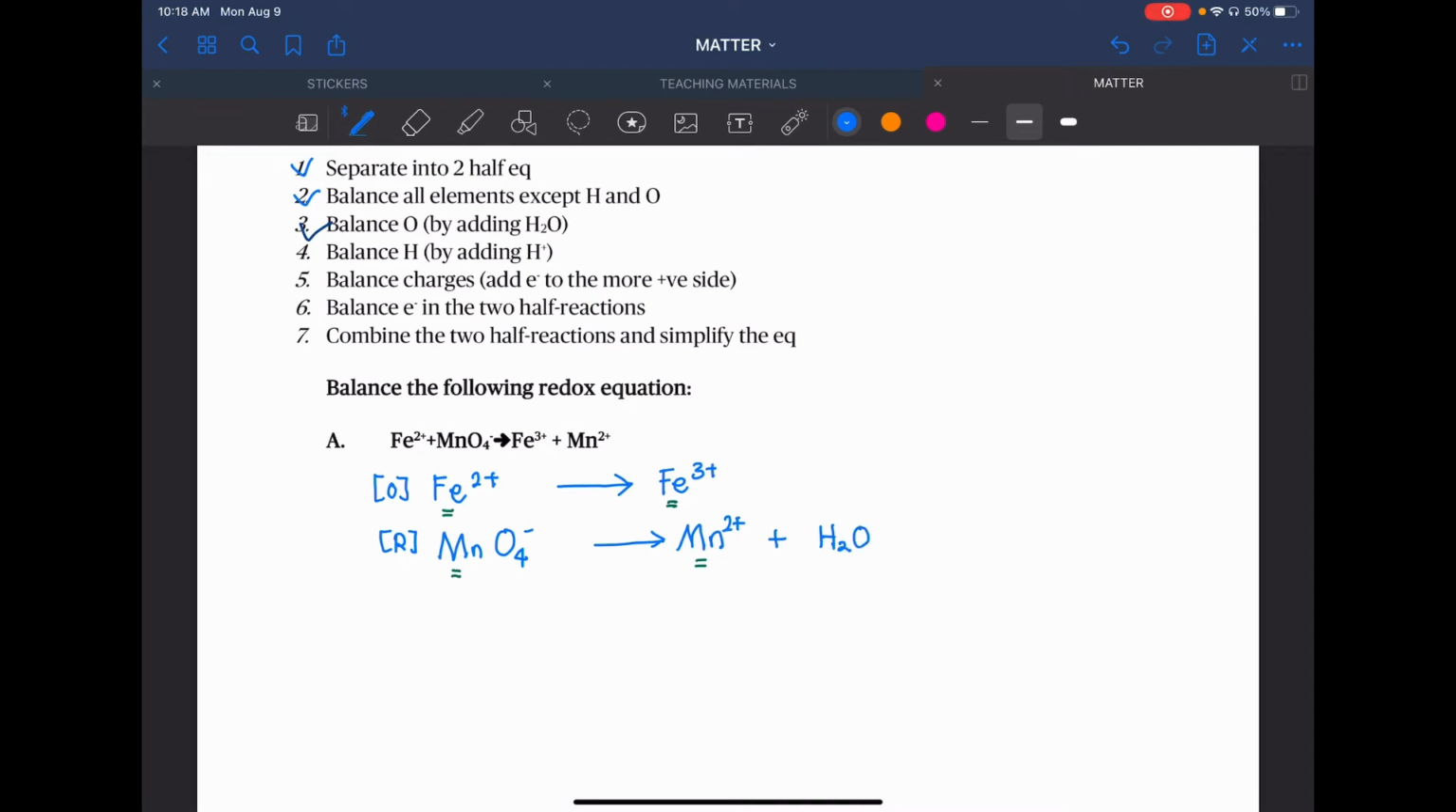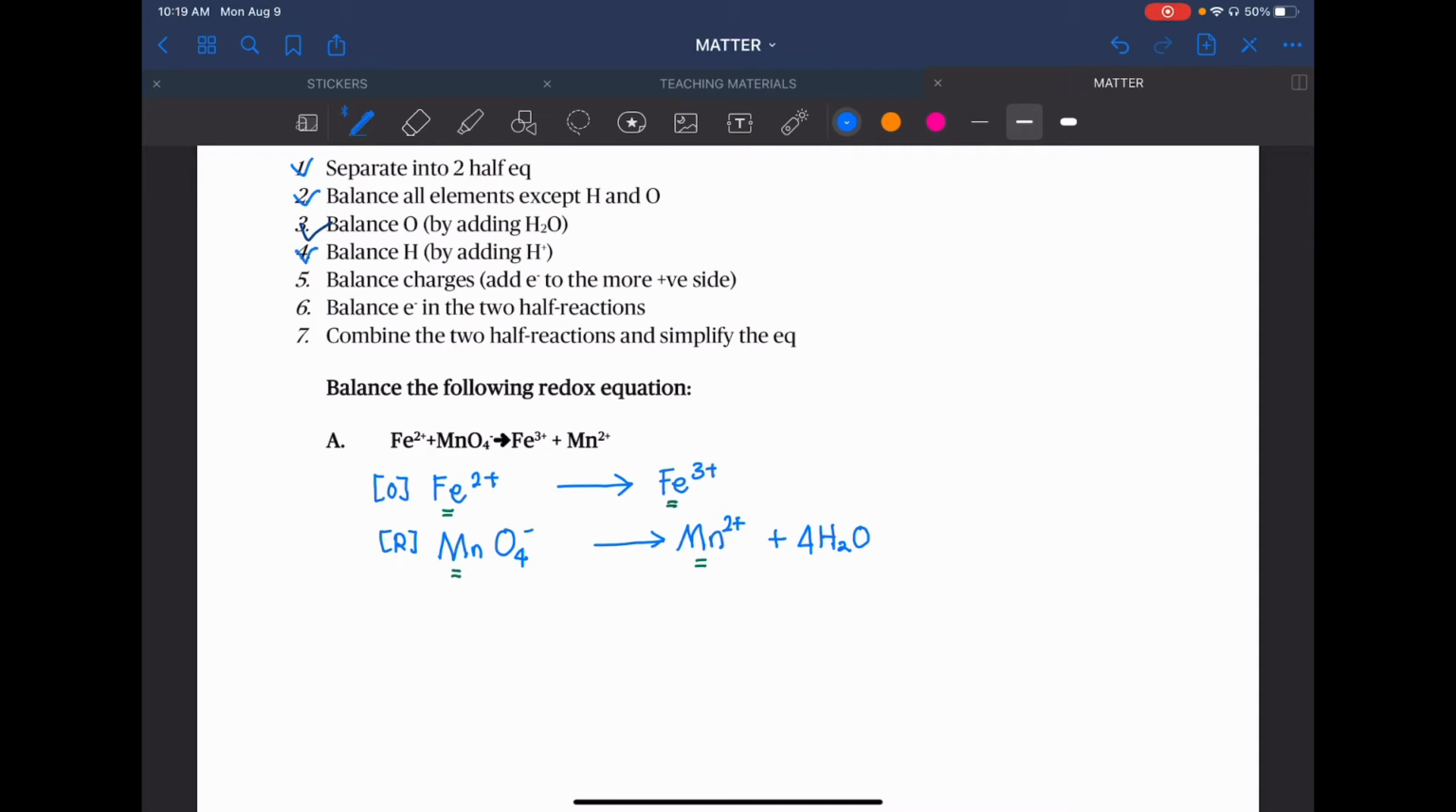So, you tak boleh tambah water sebelah kiri sebab nanti tak balance lah oksigen tu. Okay. So, dah letak sebelah kanan. Now, since sebelah kiri ada 4 oksigen, so we are going to add 4 water. Okay, so that is the third step.